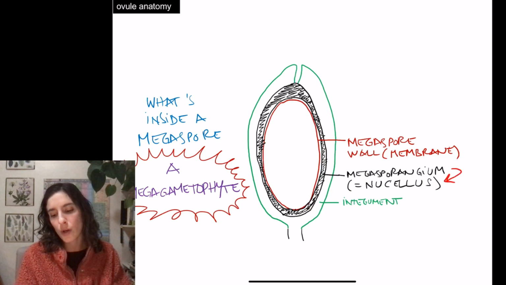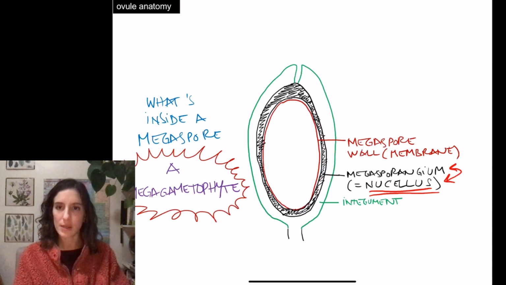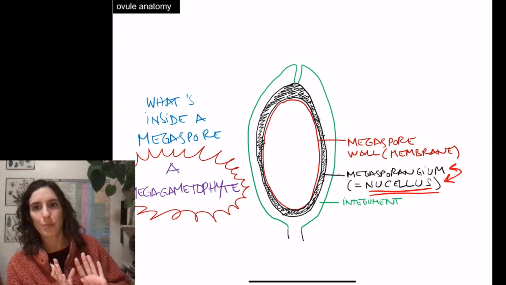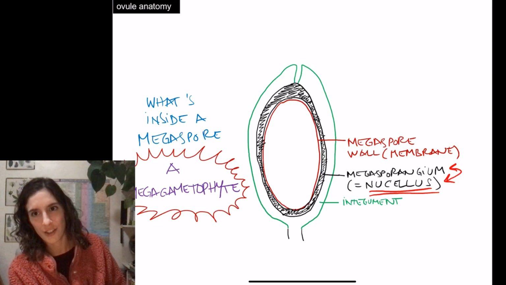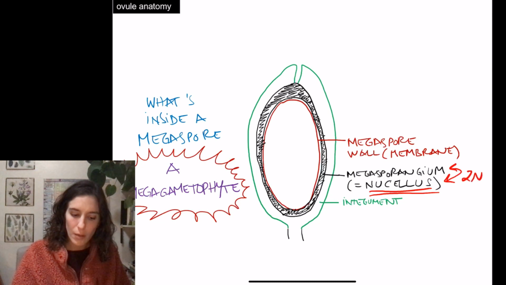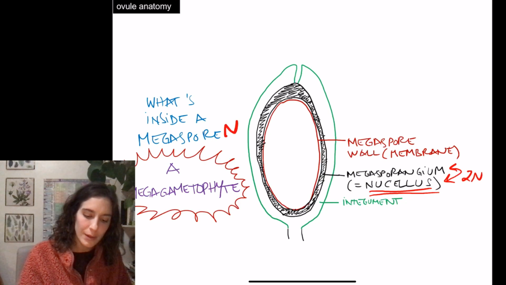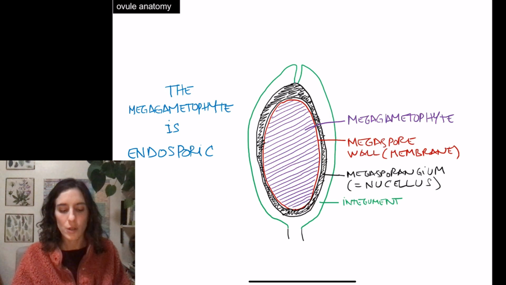So the other word for the megasporangium is the nucellus. So I'm going to use those words interchangeably. And since we're talking about the megasporangium, this is the structure that is housing that megaspore. The megaspore is the result of meiosis, and so the megasporangium is in the previous life stage, in other words, the diploid life stage. The megasporangium here is diploid, 2N. But the megaspore itself is N, haploid, which makes sense because it's going to go through mitosis to form a gametophyte. So let's talk about that now.